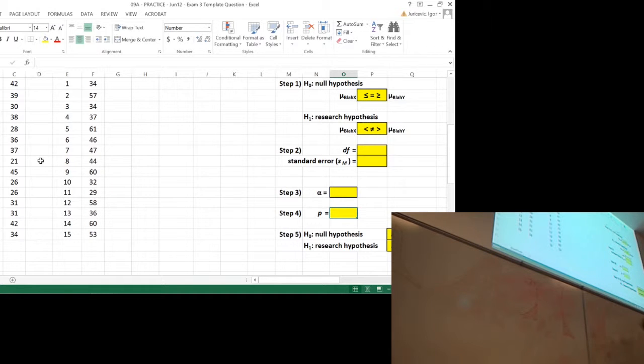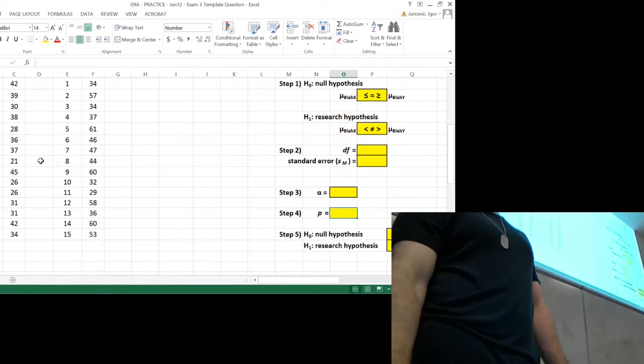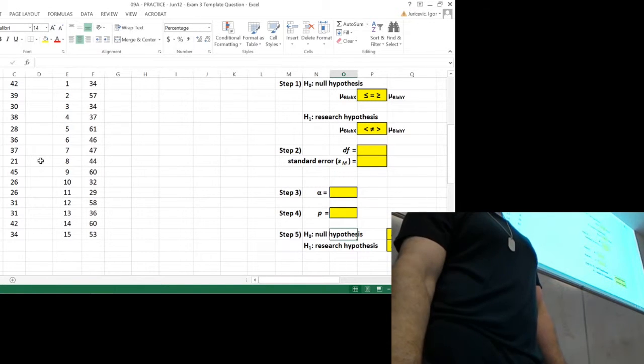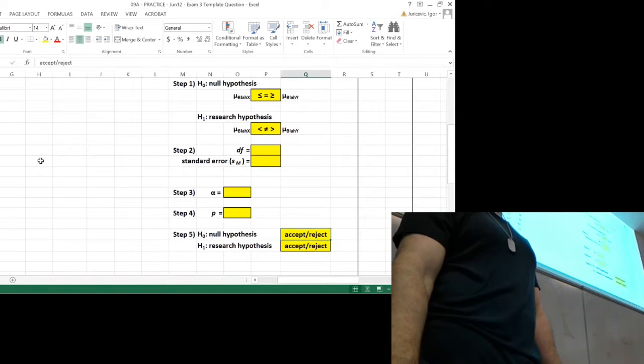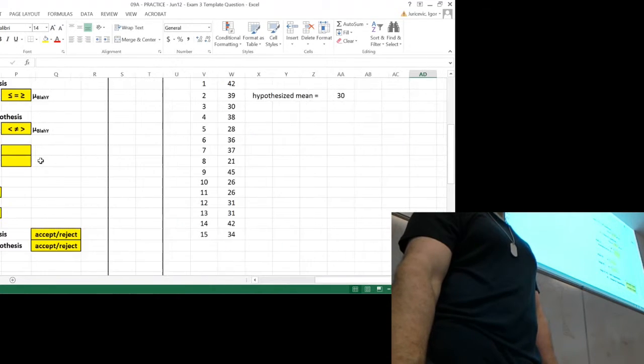If it's a one-tailed, you take that percentage and you chop it in half. And then finally, you need to decide, based on those two percentages, do you accept or reject the null hypothesis, and do you accept or reject the research hypothesis? So that is what the exam is going to look like.